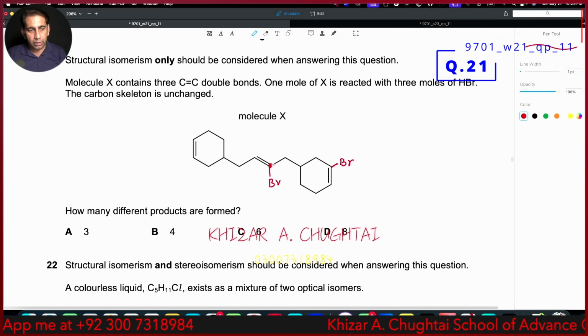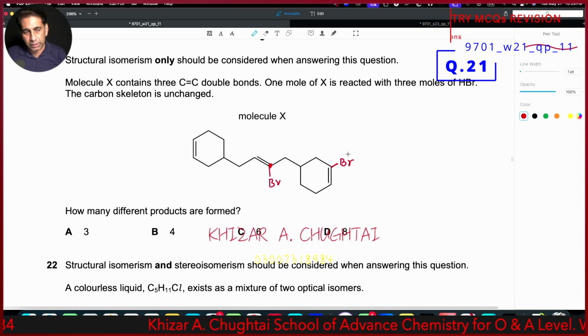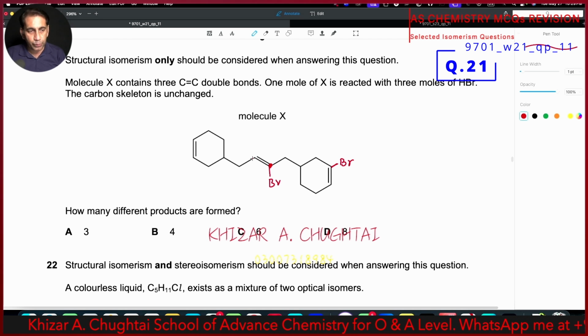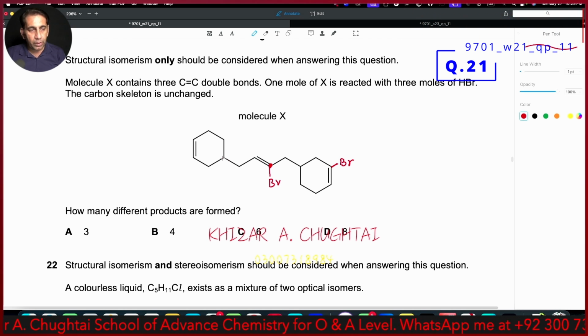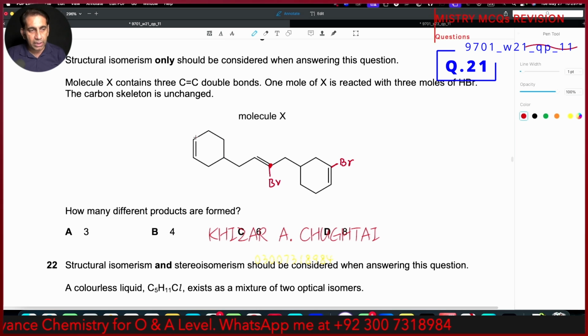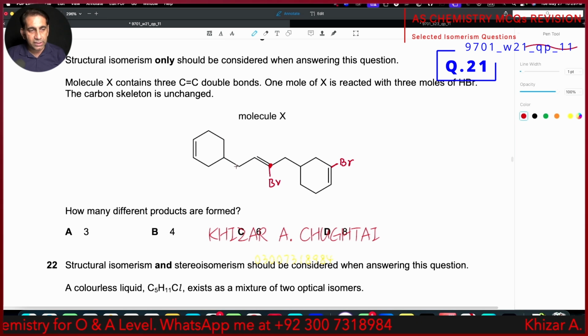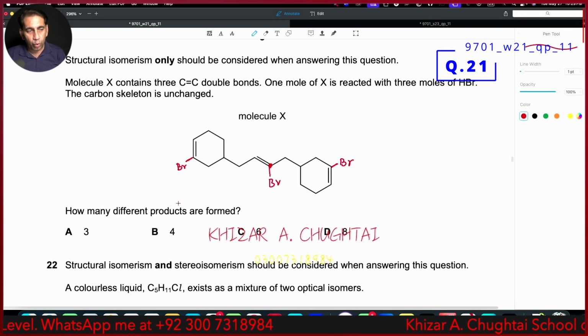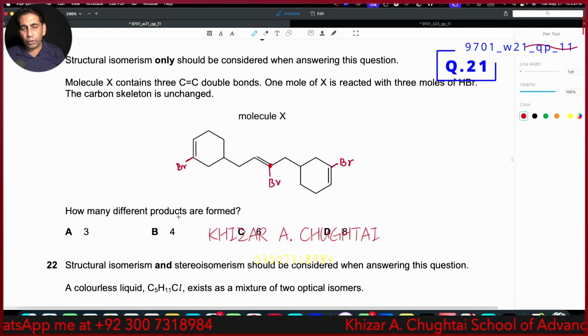From this carbon it is 1, 2, 3, 4, 5. The nearest position of the next Br is 5. Now come to the next one. 1, 2, 3, 4, 5, 6, 7. So this is the larger route and this is the smaller route. So I'm going to mark Br over here. This is one of the possible structures.